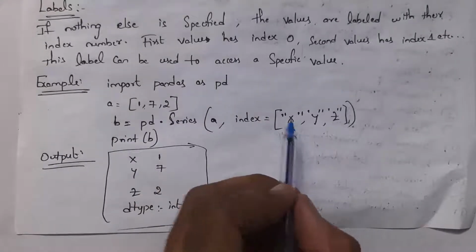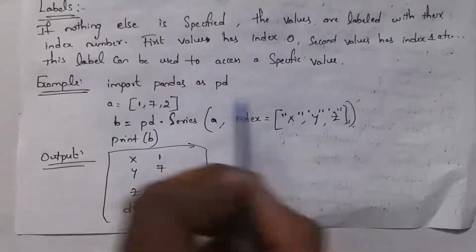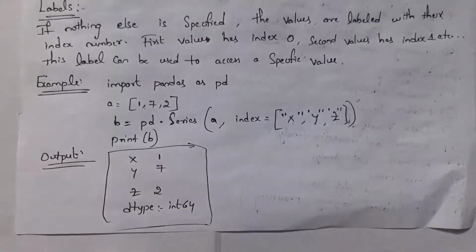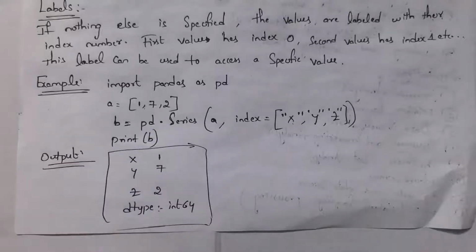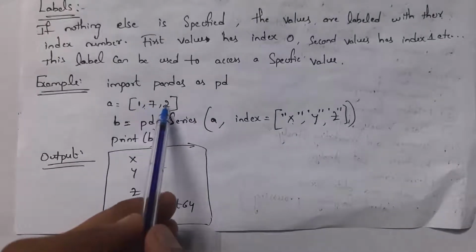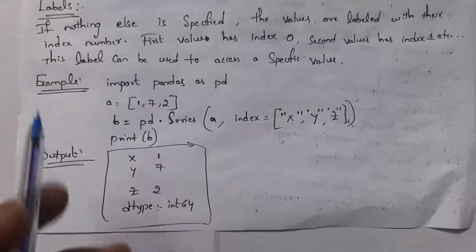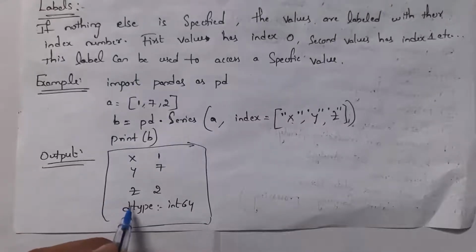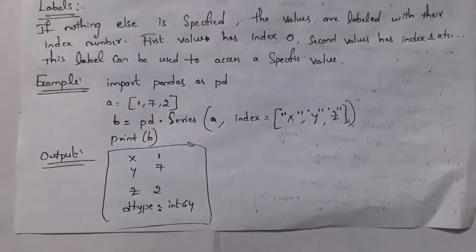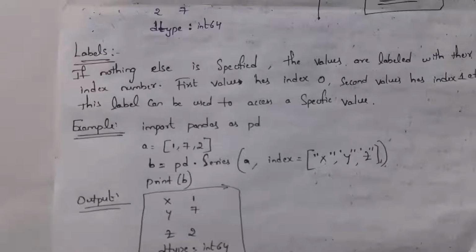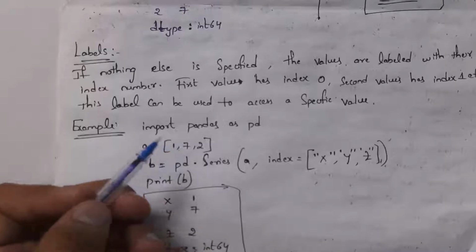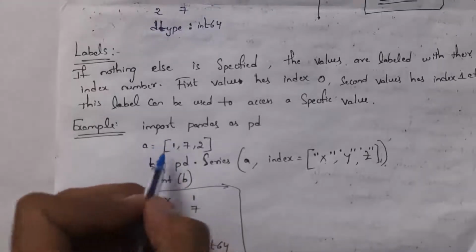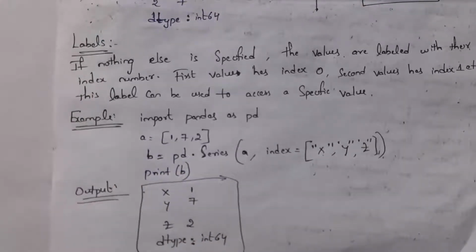So label x contains value 1, y contains 7 and z contains 2. So at first it will display labels in first column and next values in second column. And 1, 7, 2 all are of integer types. So it will display data type, that is dtype colon int64. That is 64-bit integer values. Guys, this one dimensional array 1, 7, 2, this is nothing but it is a list. That is why I included square brackets. So in this example I created Pandas series using list of elements.